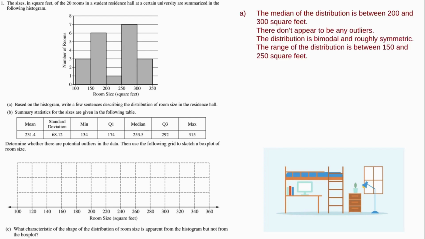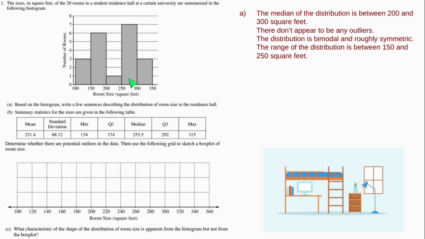Okay, here's part A. The median of the distribution is somewhere between 200 and 300 square feet. All right, so there's a measure of center that'll work for us. There are 20 values. The median would be the mean of value 10 and 11. Value 10 is the only one right here, and value 11 is somewhere in here, so somewhere between 200 and 300 square feet will do it. There don't appear to be any outliers. The distribution is bimodal, roughly symmetric, and the range of the distribution is between 150 and 250 square feet.